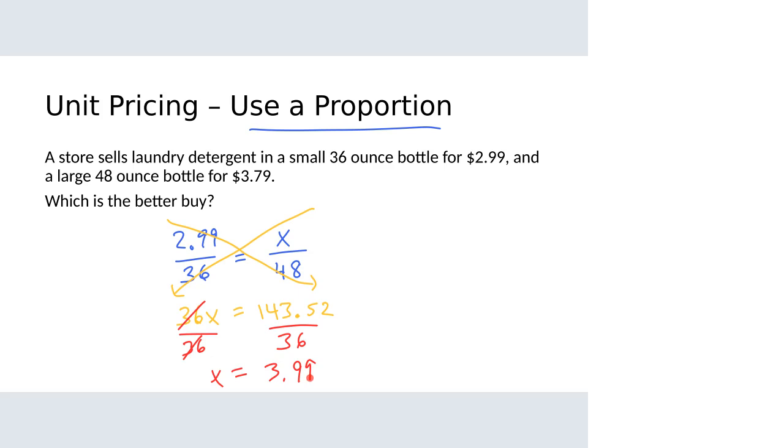And so if I was going to pay the same price per ounce that I'm paying for the small bottle, the large bottle would cost $3.99. Well, since it's $3.79, that makes the large bottle the better buy. I think that's a really clever way to go about this. Some of you may have done it, and if you did, that's really great. But that's a way for us to use a proportion.